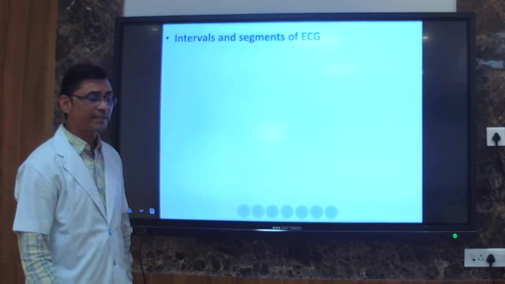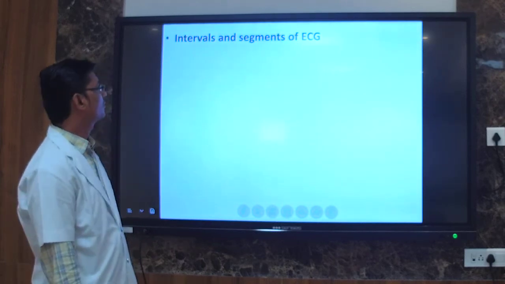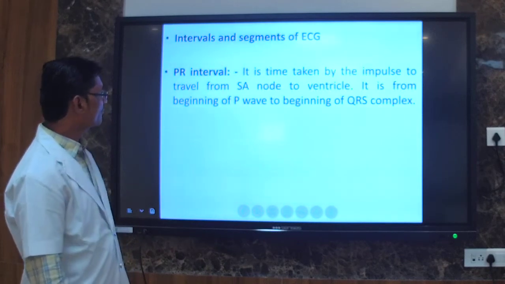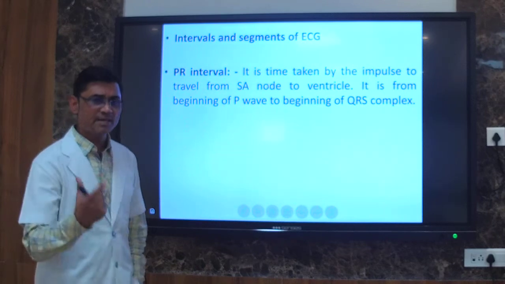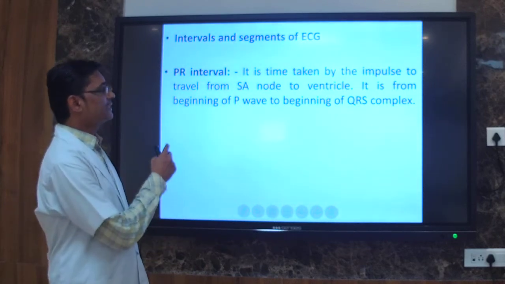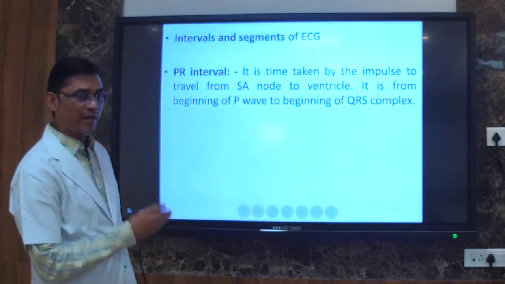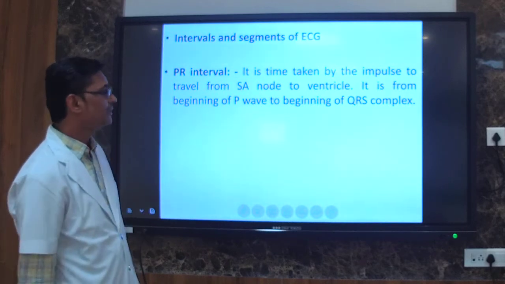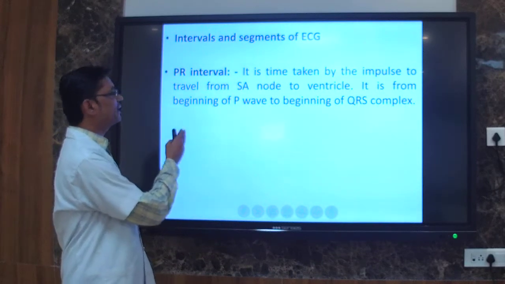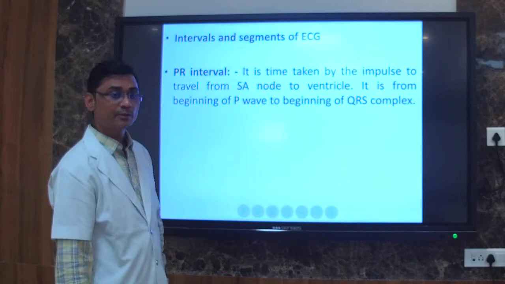Now coming to the various intervals and segments of ECG. Coming to the first, the PR interval. What is the PR interval? It is the time taken by the impulse to travel from the SA node to the ventricle, and it is from the beginning of the P wave to the beginning of the QRS complex.